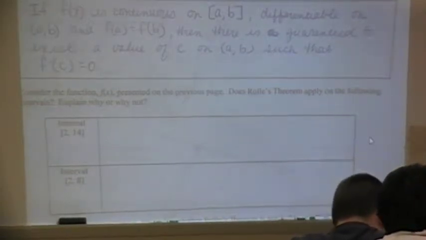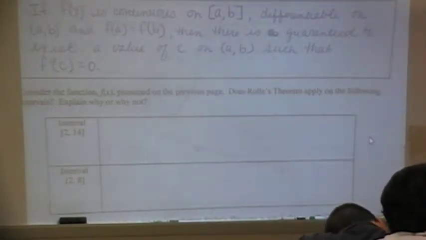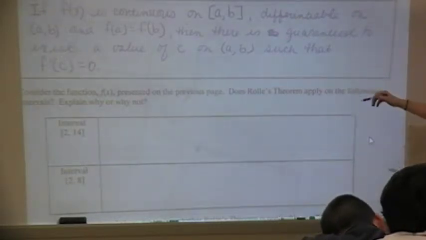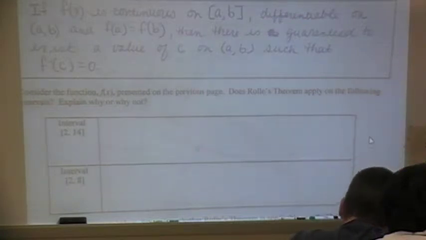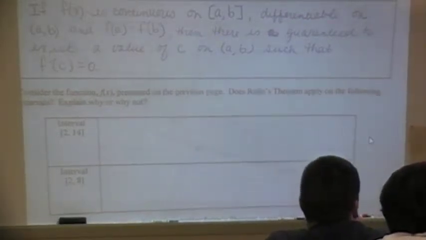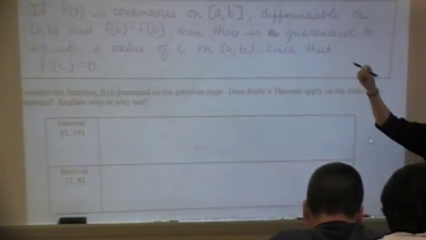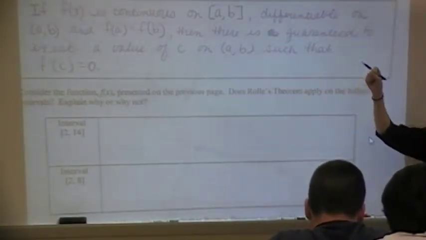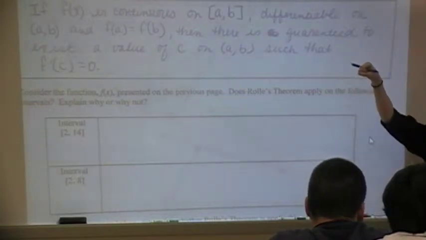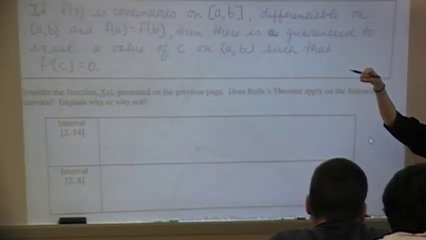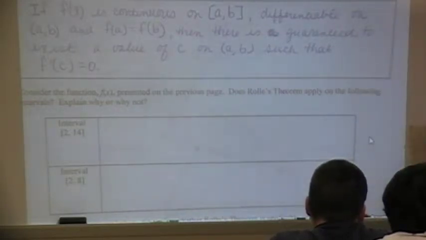Then there is guaranteed to exist a value of C somewhere on the interval such that the derivative of C equals 0. If the derivative of C equals 0, what does that mean? There's a max or a min. Now think about that for just a minute. It makes perfect sense if I have a function that goes between these 2 points, somewhere along that way, it has a maximum or a minimum. It would have to be in there somewhere doing something. So that's all that Rolle's theorem says.